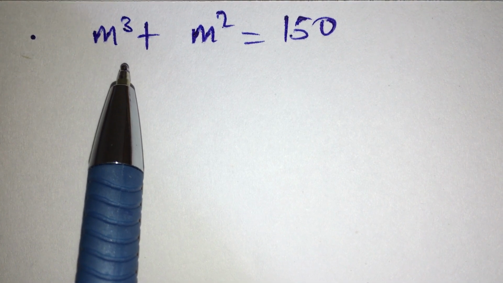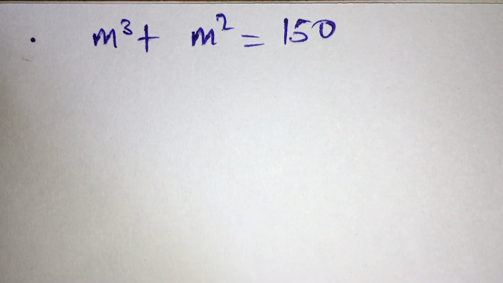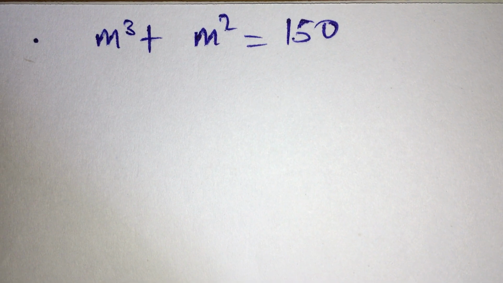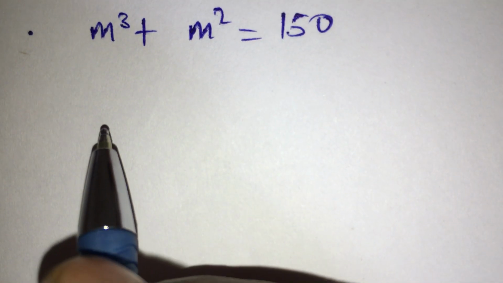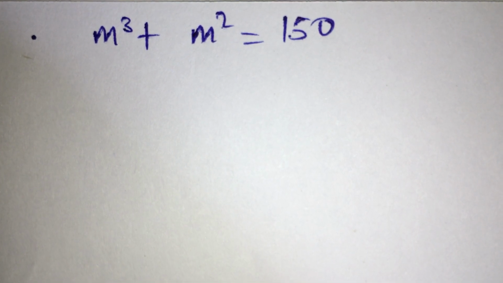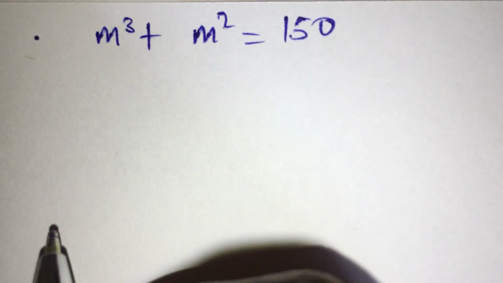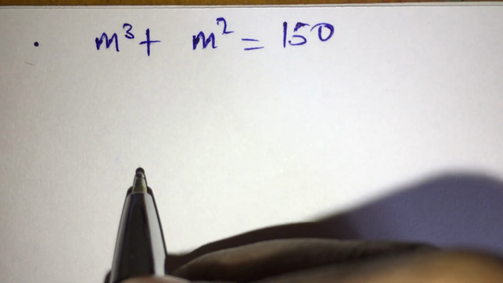m cube plus m square equal to 115. How to solve this equation? First, we find the prime factors of 115.